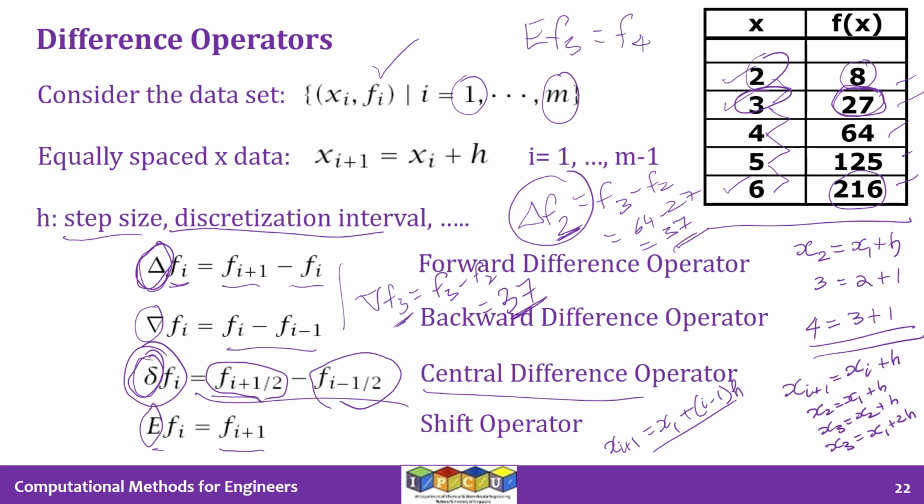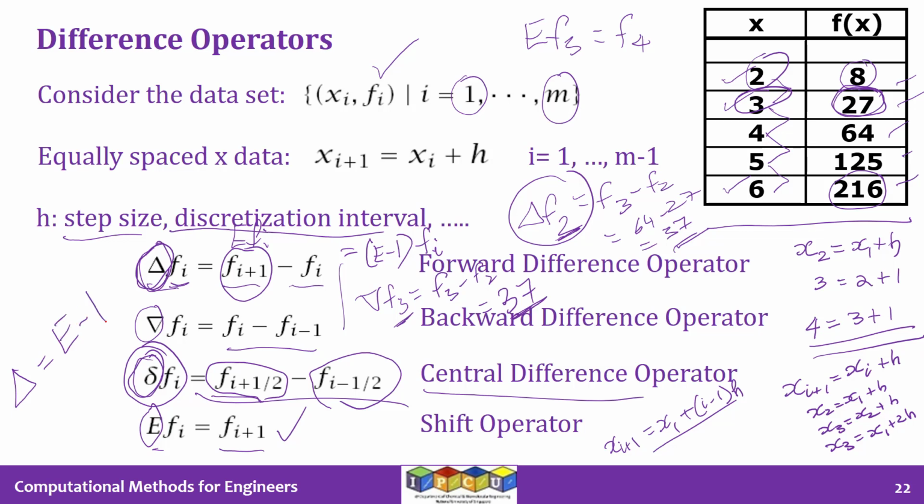So delta Fi, the forward difference operator applied to Fi, is Fi plus 1 minus Fi, and Fi plus 1 I can write as EFi using this idea. So it's going to be EFi minus Fi. So delta Fi can be written as (E minus 1) Fi. So delta is nothing but E minus 1.